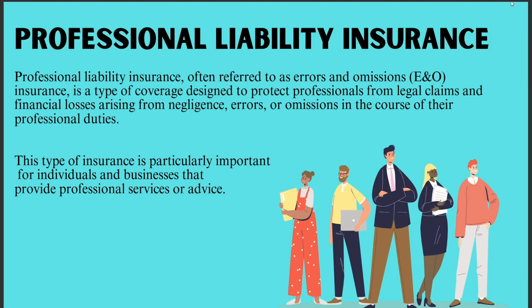Now let's talk about professional liability insurance. Professional liability insurance, which is often referred to as errors and omissions insurance, is a type of coverage designed to protect professionals from legal claims and financial losses arising from negligence, errors, or omissions in the course of their professional duties. This type of insurance is particularly important for individuals and businesses that provide professional services or advice, as we have already discussed.